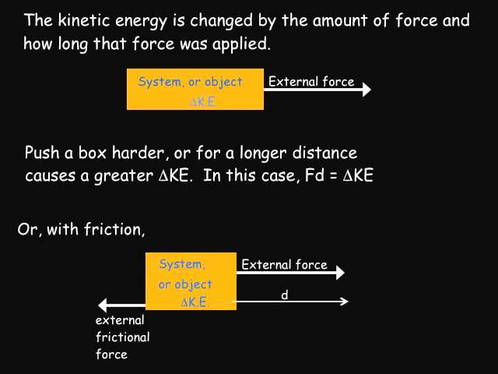Or the push does positive work and the friction does negative work. The difference between the positive work from the push on the box or the object, minus the work of friction, is the total work on the object.